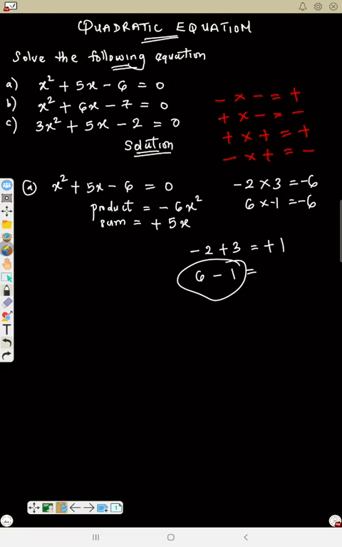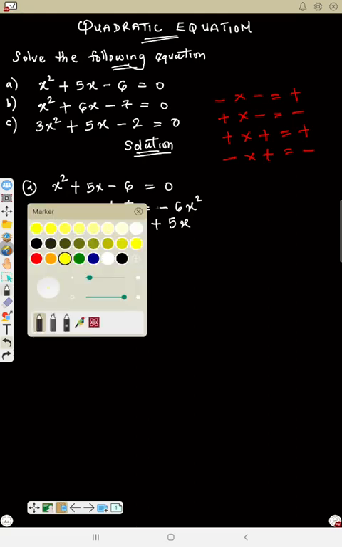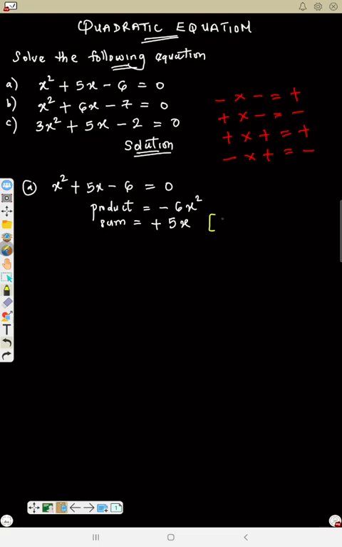Again, 6 minus 1, that is plus 5. Now out of the two, which one satisfies our equation, which is plus 5? The one I will use is 6 and minus 1. So my two factors will be 6 and minus 1. Those are the two numbers I will use now to get my product and also my sum. The two numbers are plus 6 and minus 1.